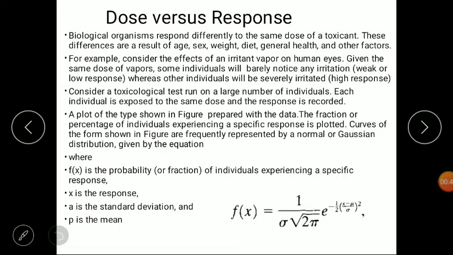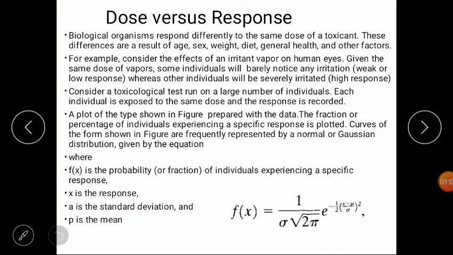Now at this stage, what is the work? We give a known concentration of a toxicant to a number of individuals, and we have to record the different responses of each and every individual. So there will be very different responses.